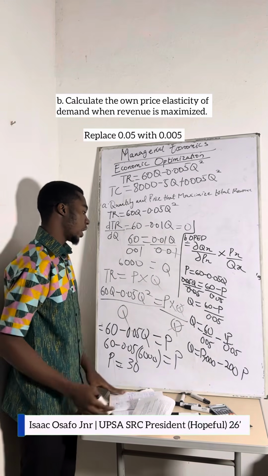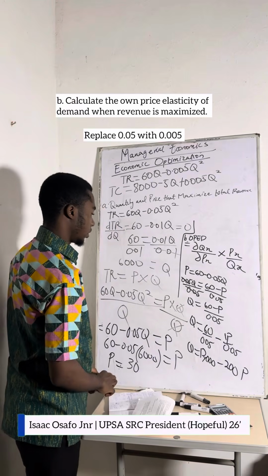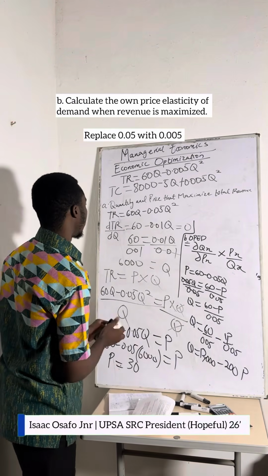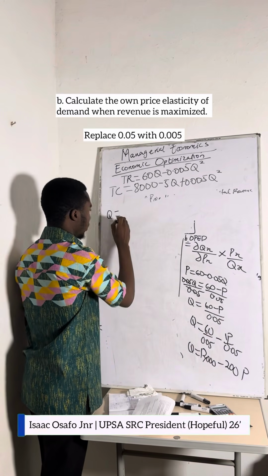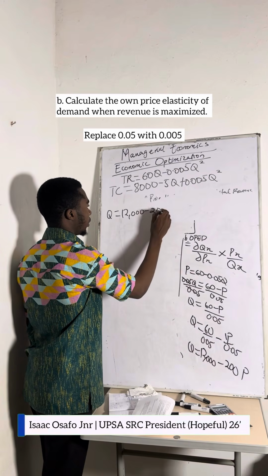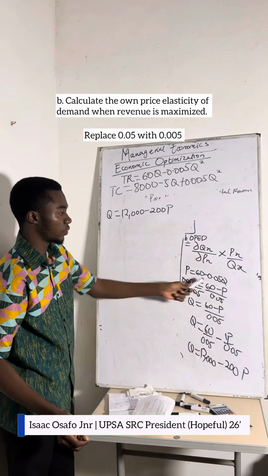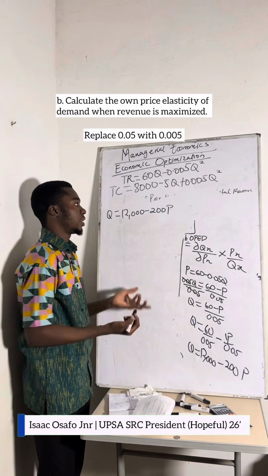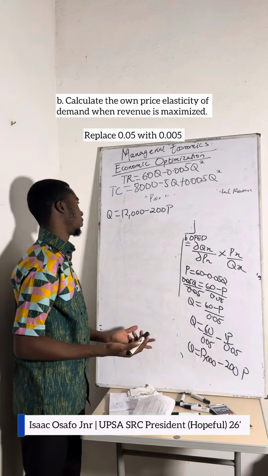All right. So now this would be our quantity function. Let me clean this side so that we can solve the question well. Right, so now we have our quantity to be 12,000 minus 200P. I hope you understand this. We just made Q the subject from here. Any other way you can do it that you'd arrive at this would be accepted.